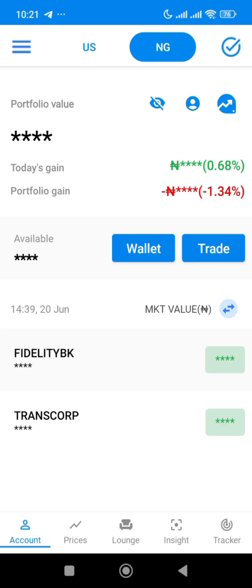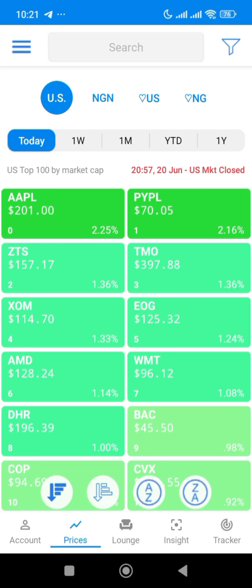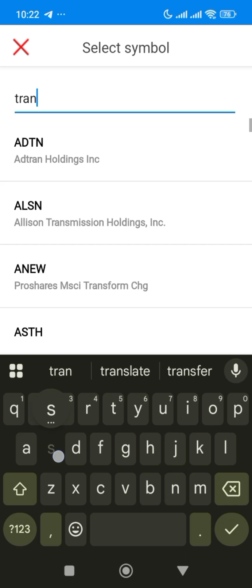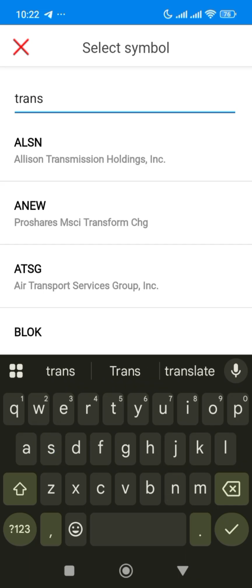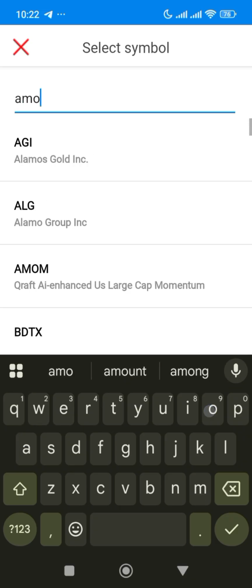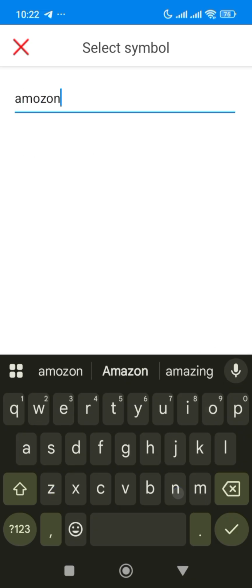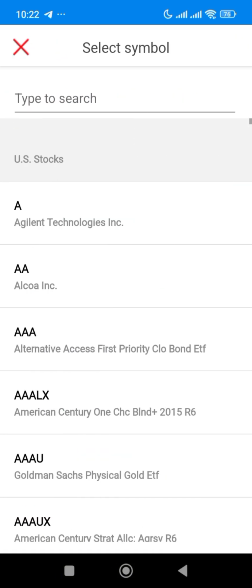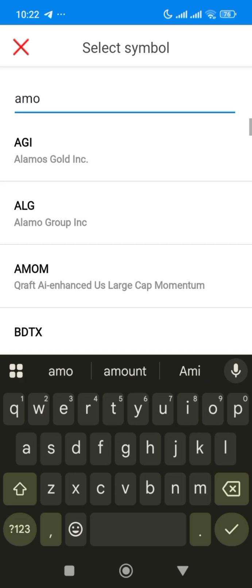So that's not all. Now let's say, let me go to one of the stocks. Let's go to Nigerian stocks. Okay, let me go to Transcorp. Let me show you something. Okay, sorry about that, let me just use Amazon as an example. Amazon is a US stock. Let me go to US. I'm in US. Hold on a minute. Amazon.